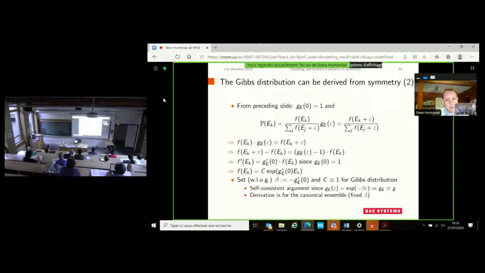And this argument is self-consistent because, once you say that g sub e equals this exponent of beta, then the e subscript disappears. And as long as you're thinking about this in terms of the canonical ensemble, it's fine.